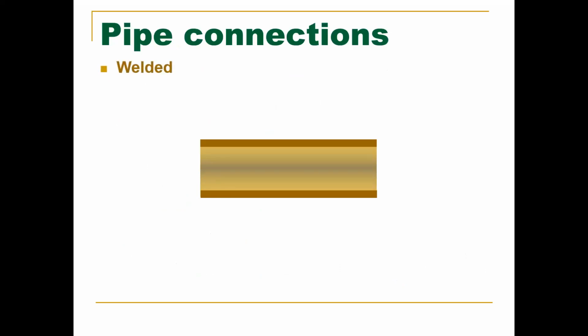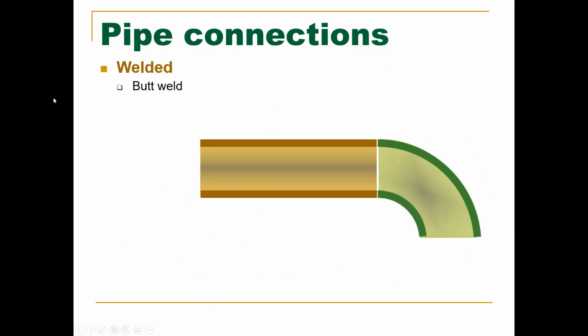So how do you connect piping? You can weld it. This is called the butt weld. You'll use what is called a V-groove. These grooves are already on the piping itself, so if you order a piece of pipe, it will come with this V-groove already in it.